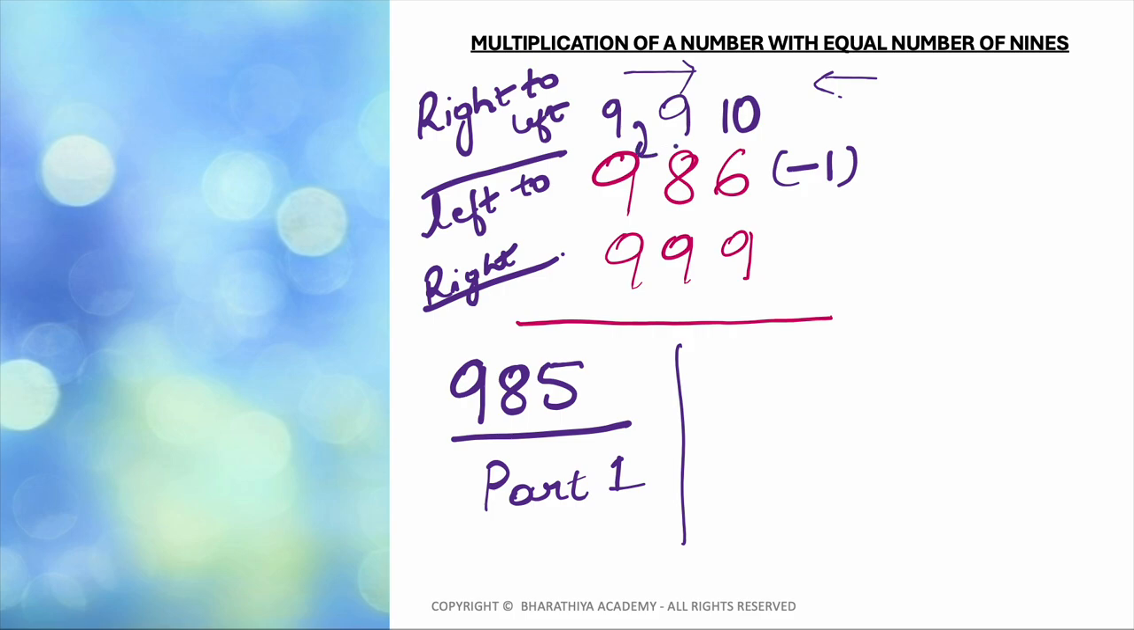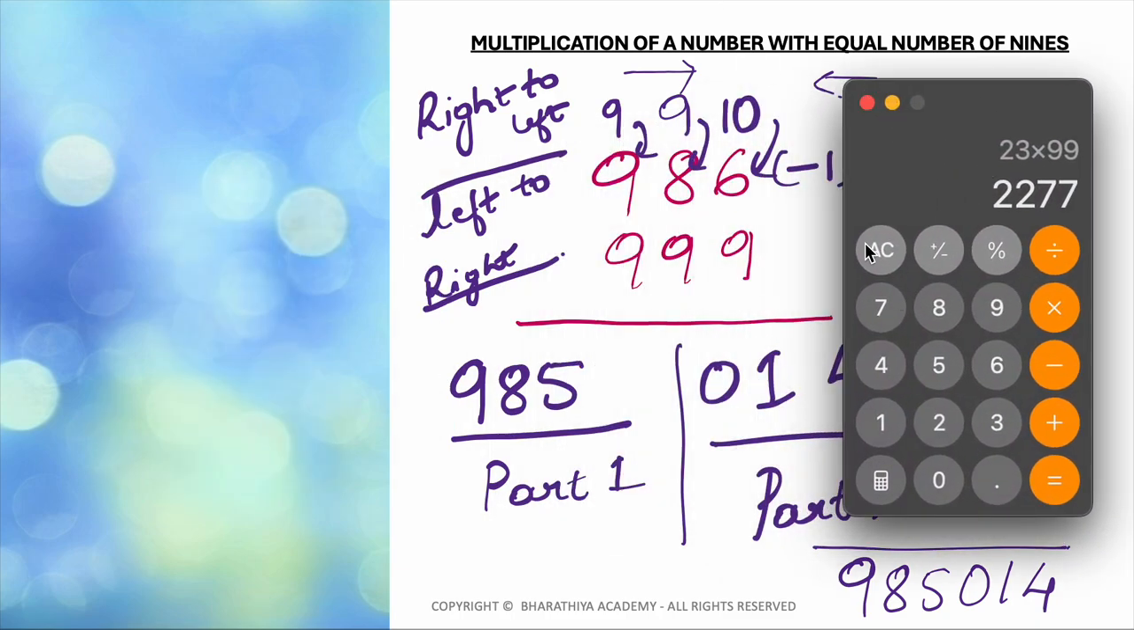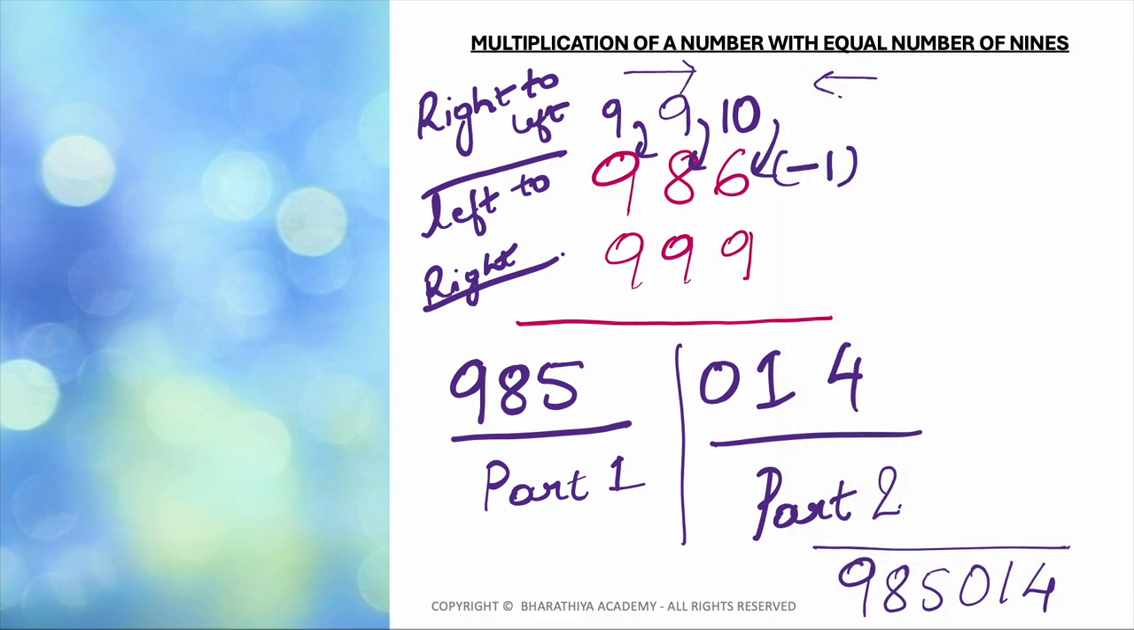Okay. So 9 minus 9 is 0. 9 minus 8 is 1. 10 minus 6 is 4. This is part 2 of the answer. Okay. So our final answer, if we were to write, is 985014. Okay. So let's check this with the calculator. Okay. So let us do 986 into 999. It is 985014.